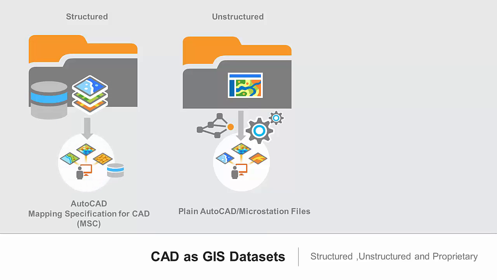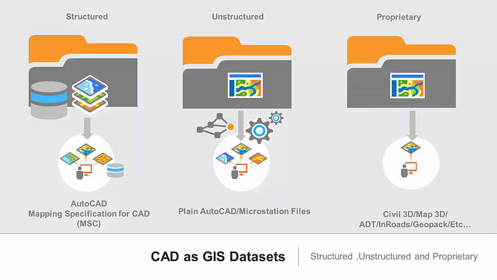AutoCAD drawings prepared with ArcGIS for AutoCAD or other CAD applications that support the mapping specification for CAD can contain attributed ArcGIS datasets directly within the CAD file that are even easier to use in ArcGIS Pro. Some CAD data can contain additional proprietary data that is inaccessible even to the CAD application unless the add-on application is ready to read the data.